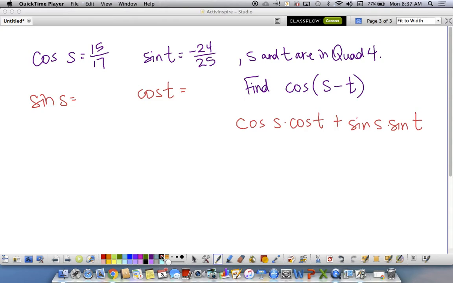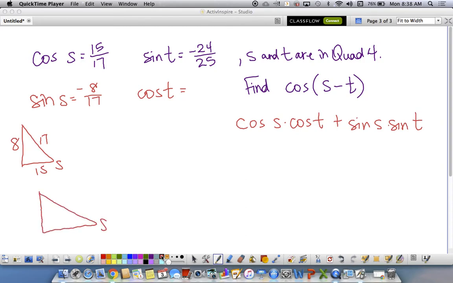Alright, so sine S. Did you have to find the third side of this triangle? Yes. Whether you drew it or not, if this is S, this is 15, that's 17, what's the opposite side? 8. So what is sine S? Oh, you're already thinking about the quadrant. Okay, negative 8 over 17. Yes. Next triangle.